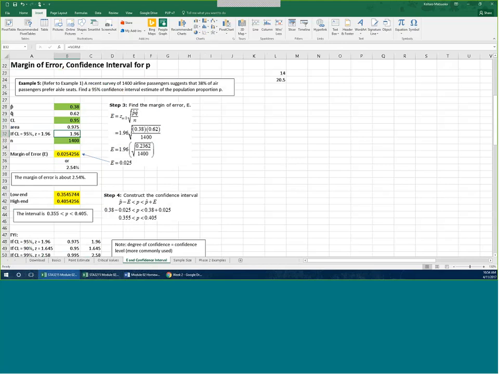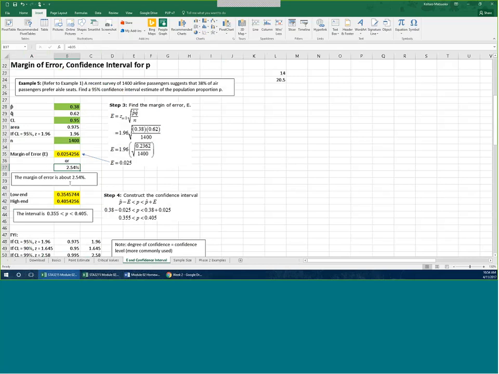So now you know how I got the 1.96 here, because the confidence level is 0.95, 1.96. And this section will automatically calculate the margin of error for you. So this cell reproduces this formula here. So I get the margin of error 2.54%. So that's the first part of it.